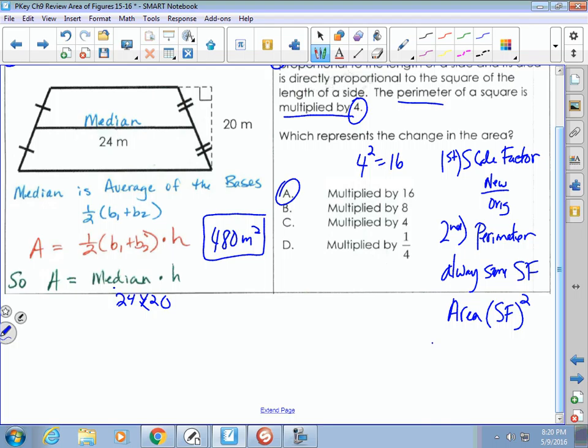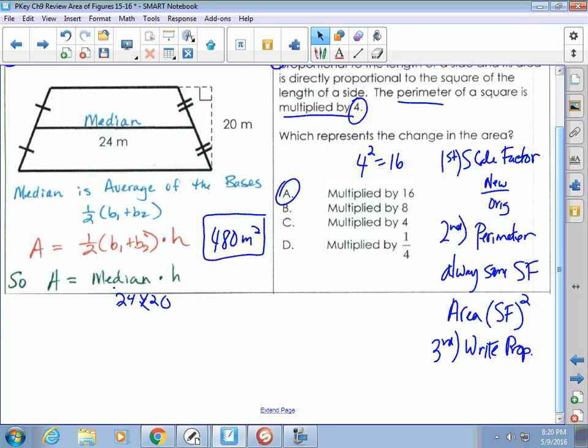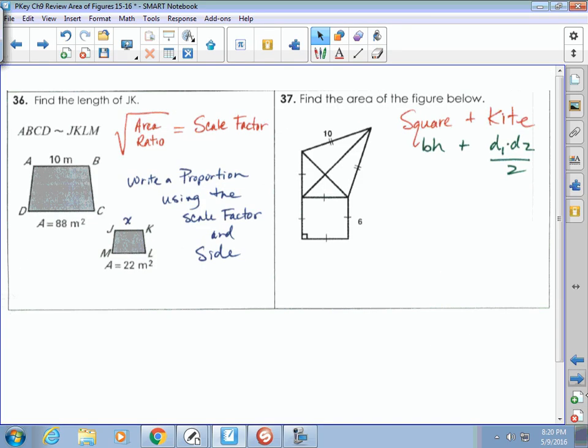If I wanted to physically work this out, this is when I would write the proportion to see it, okay? But if you know what the scale factor is, then just square it for area. That's the key. Understand it. Square is for area. It stays the same for perimeter.